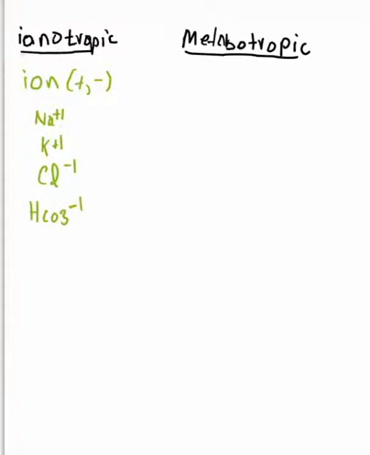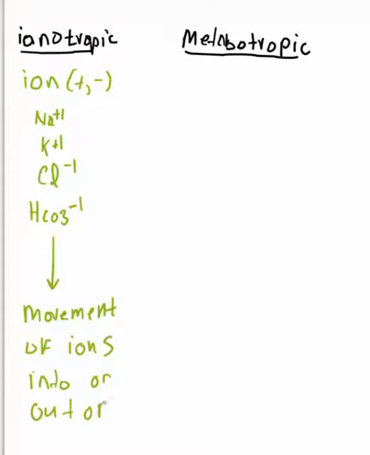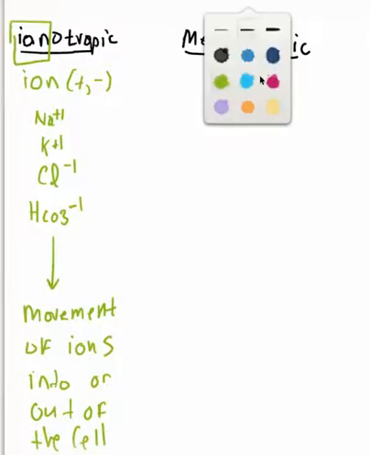So when I think about an ionotropic receptor, I think of a receptor that has to do with the movement of ions into or out of the cell. An ionotropic receptor has to do with the movement of ions, and I just think of it as having ion built into the name of the receptor type itself.